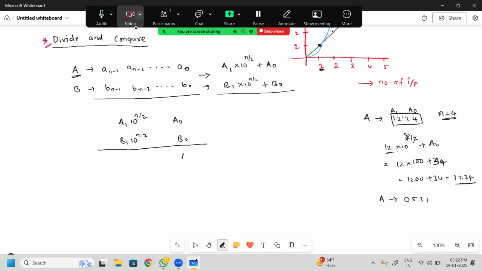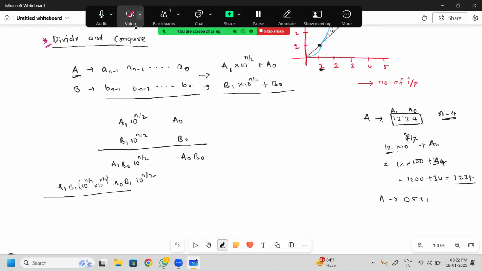So A naught into B naught. Next, B naught is multiplied with this A1. So A1, I am writing B naught, and I am going to give the position as 10 to the power of n by 2. So this B naught has multiplied with these 2 digits, and now I am going to multiply this B1 with these 2-digit numbers. So A naught B1 10 to the power of n by 2. This is completed. Now I will multiply these two. So A1 B1 10 to the power of n by 2, 10 to the power of n by 2. Two times I have 10 to the power of n by 2, 10 to the power of n by 2 into 10 to the power of n by 2.